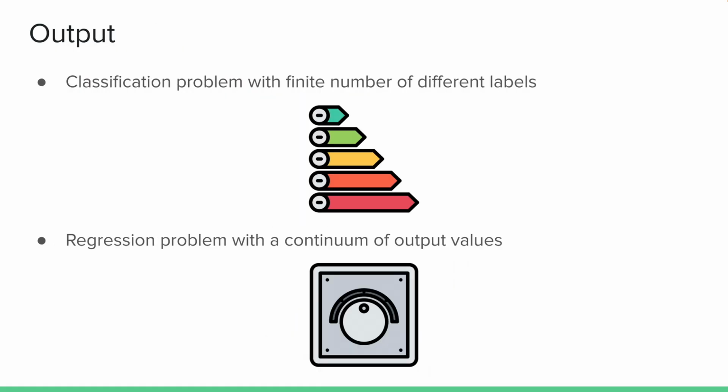The output of the model can also be classified depending on whether it outputs a finite number of different labels, of different outputs, say categories of cats, dogs, cars, which we would refer to as a classification problem, or a continuous output, in which we would talk about a regression problem, where we have a continuum of output values.